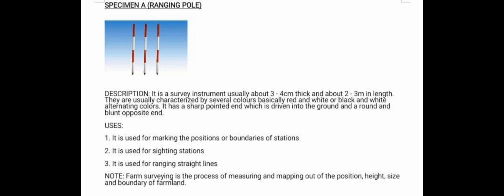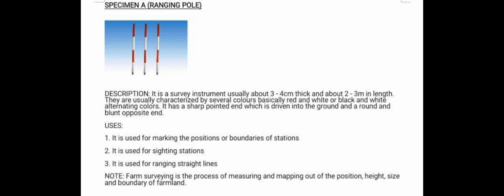So the ranging pole usually comes in different colors. Most times it is in black and white or red and white colors. So also they have a sharp, pointed end, while the opposite end is blunt. Most times the sharp end is usually driven into the ground.